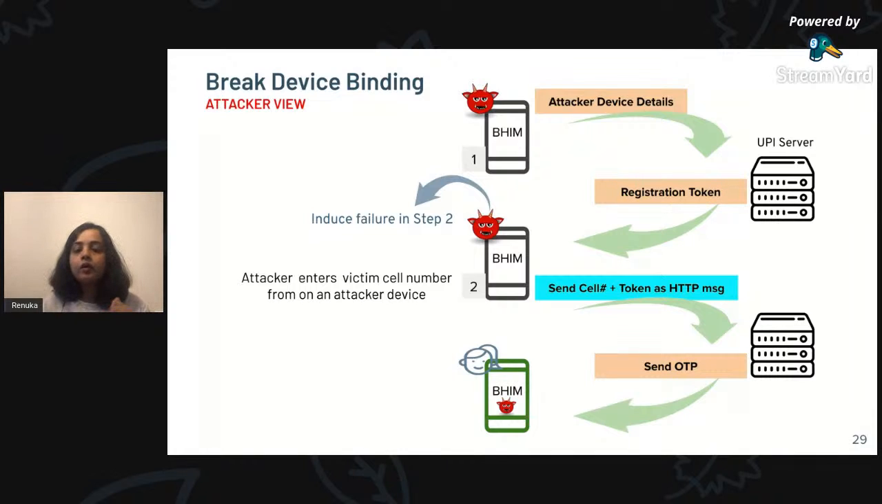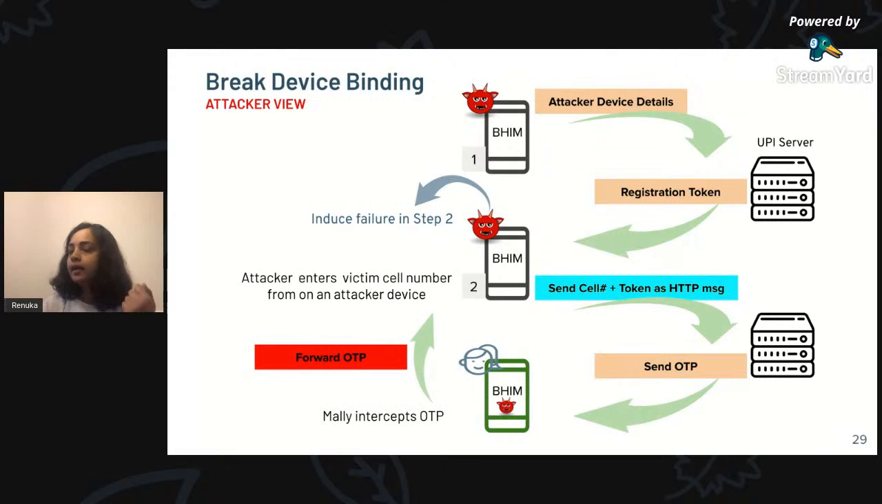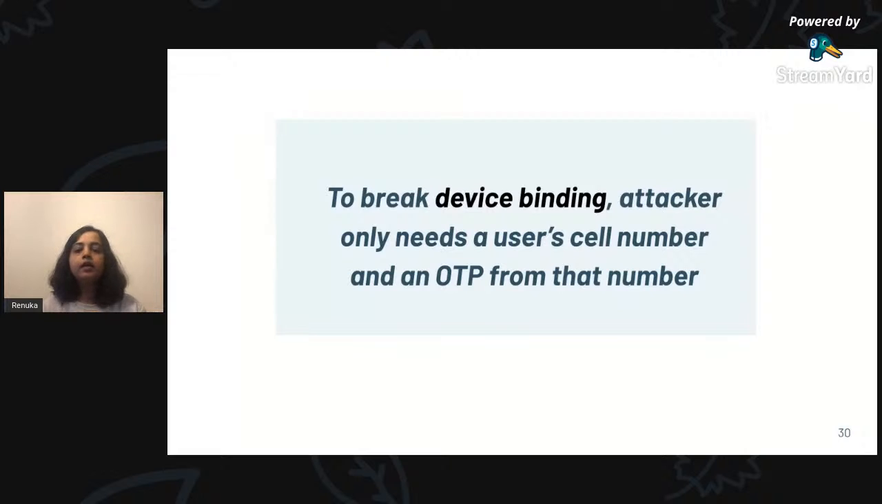Okay. Now, for the attack to succeed, for the binding to be compromised, the attacker requires the OTP, for which the attacker uses the attacker-controlled app, or MALI. MALI, with its receive SMS permission, can intercept the OTP and subsequently forward the OTP to the attacker, at which point the attacker can enter the OTP and compromise the binding. So what this shows is that to break device binding, all the attacker requires is a user's cell number and one OTP from that number.